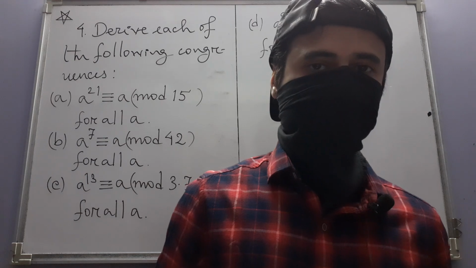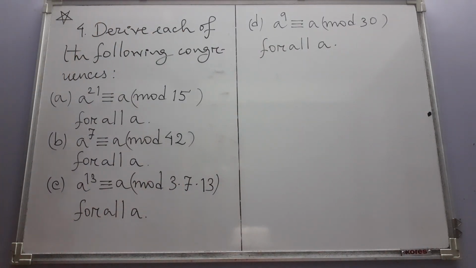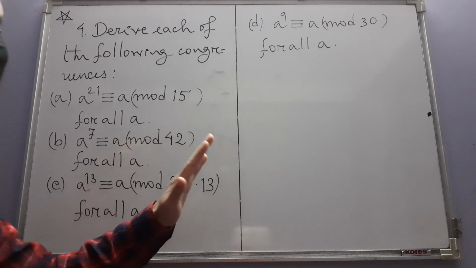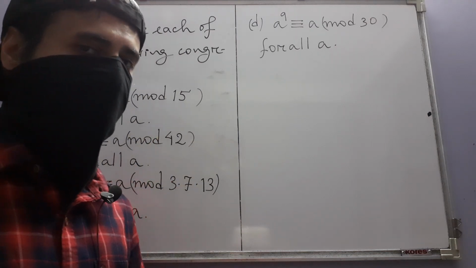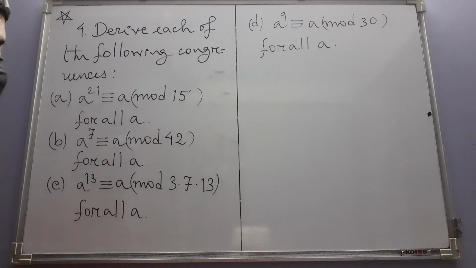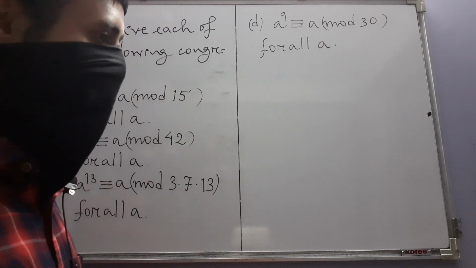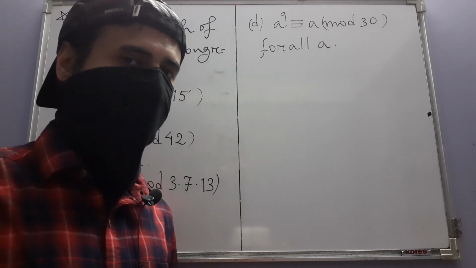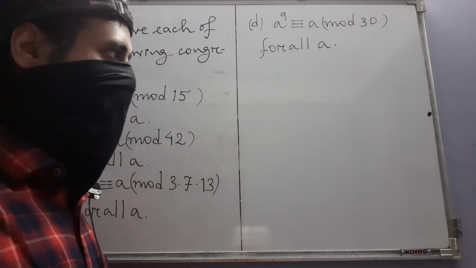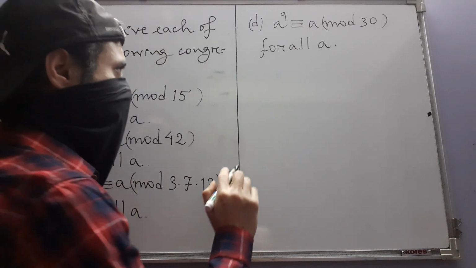Okay, so let us next see exercise 4. Here we have to establish these 4 congruences and each one is true for all integers a. So let's start with the first one. Here the modulus is 15, which is not a prime, but it's a product of 3 and 5 which are primes. So we are going to apply Fermat's theorem to those primes.